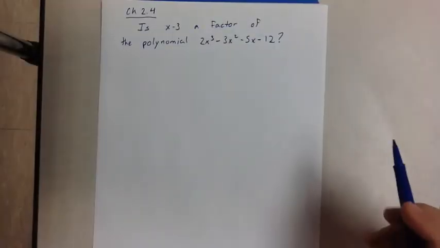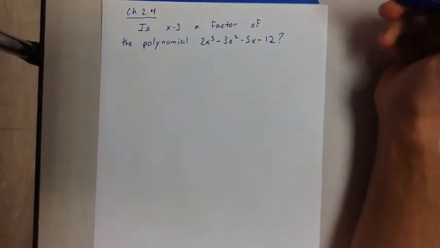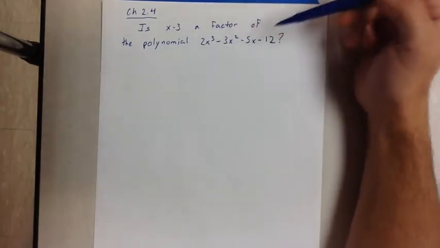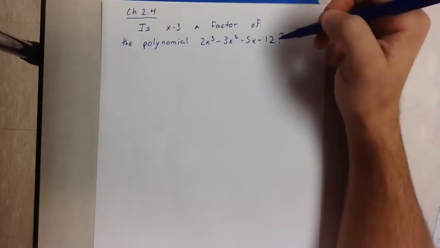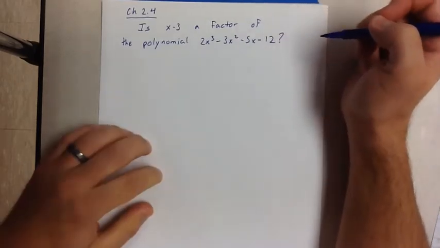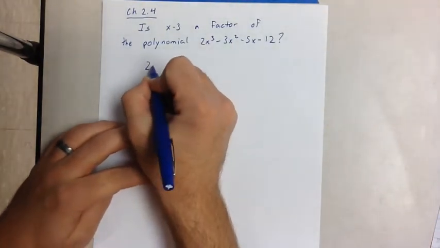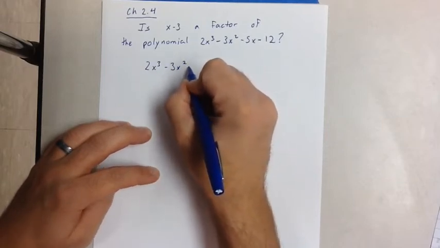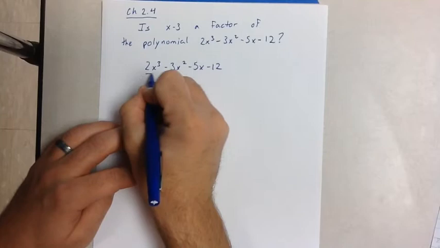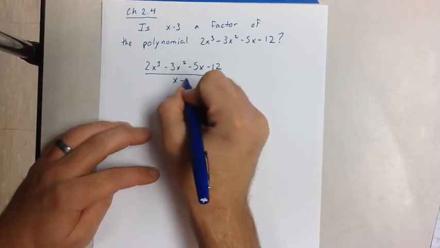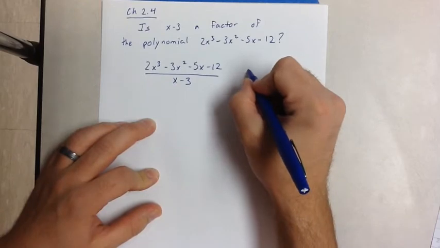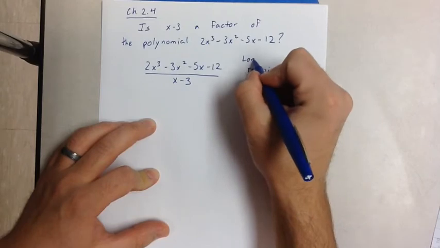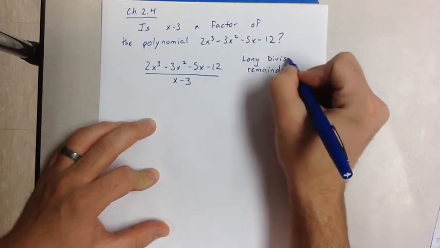Hey everyone, we're back, and recently we were looking at how we determine if a linear term can be considered a factor of a polynomial. There were two ways that we looked at this. The first was dividing the two. So we would have 2x cubed minus 3x squared minus 5x minus 12, and we would divide that by x minus 3. From that, we looked at the remainder. We call this long division, or we use long division to do this.